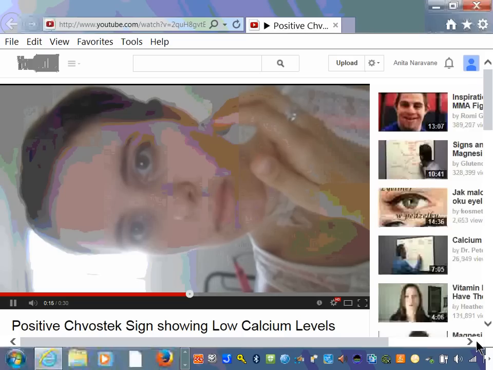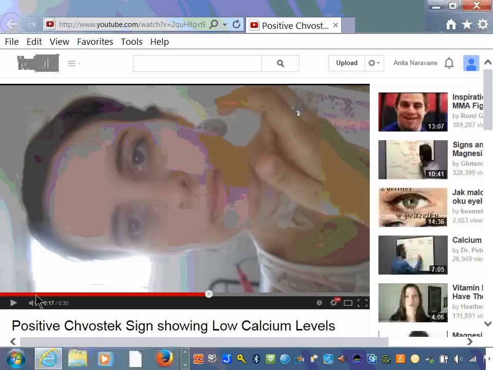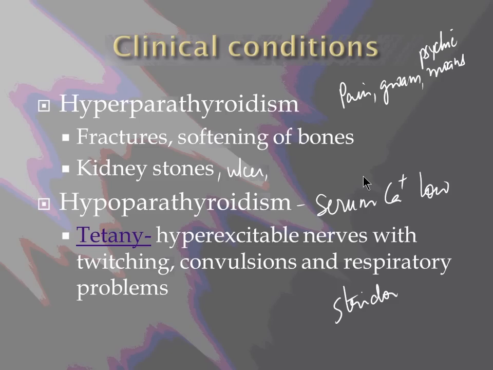Okay, this is a positive Chvostek sign. So they're just touching the face. Can you see how it's twitching? That's because of the hyperexcitement. Can you see that? So I'll turn it off. But you could see how just a light touch can bring about a quick response from the hyperexcitable nerve.